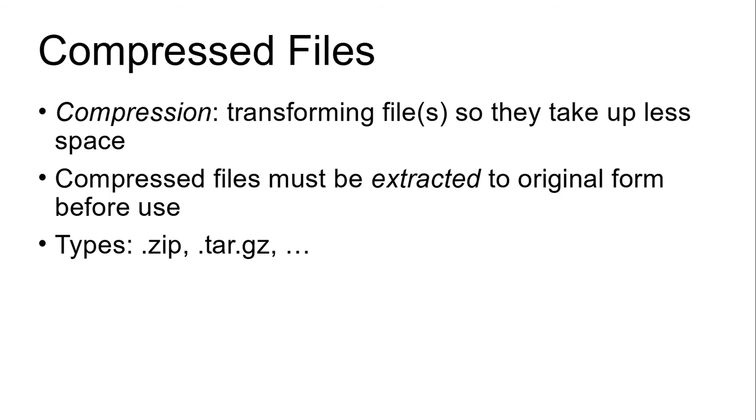So for compressed files, there's a lot of different types. The most common is probably .zip. .tar.gz is another type of compressed file. This is actually a really interesting file type, .tar.gz right here, because it's actually kind of two file types in one. If you want the specifics of how .tar.gz actually works, feel free to talk to me outside of this. That is way too technical for this discussion.